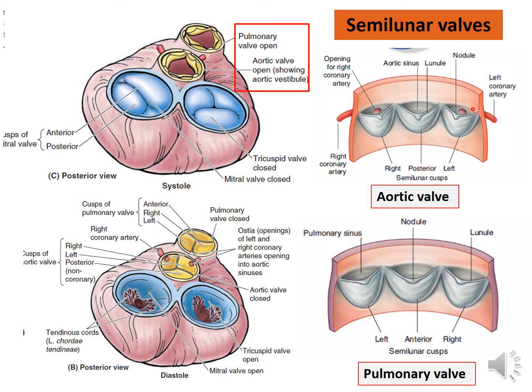So remember, the semilunar valve consists of 3 cusps, each cusp semilunar in shape with the concavity upwards, and where the cusp is attached to the wall of the aorta or the pulmonary trunk, they show bulgings. Such bulgings are called sinuses. In case of the aortic valve, they are called aortic sinuses. In case of the pulmonary valve, they are called pulmonary sinuses.